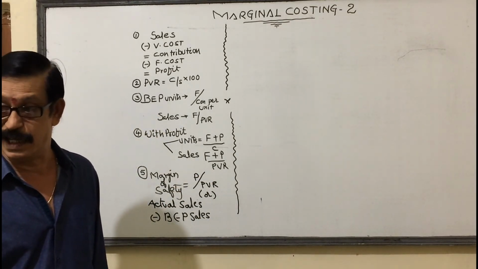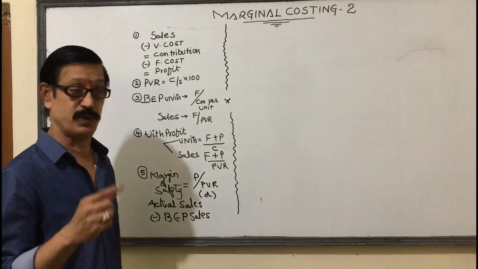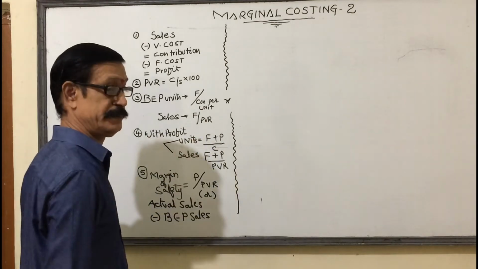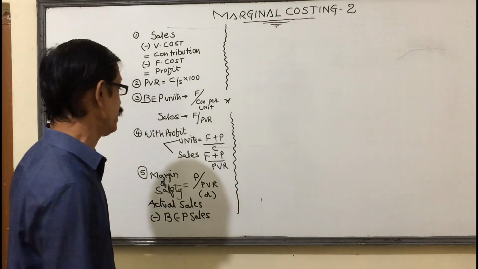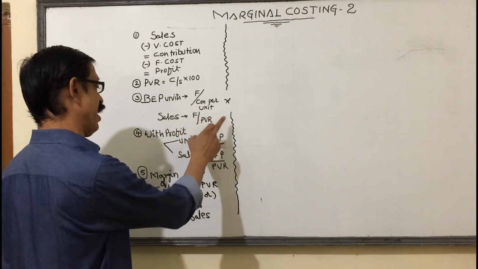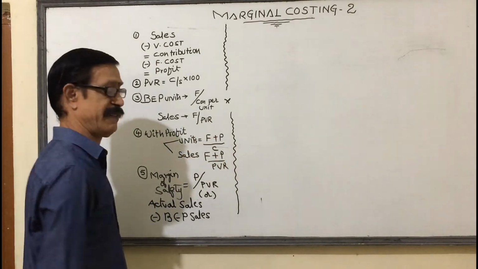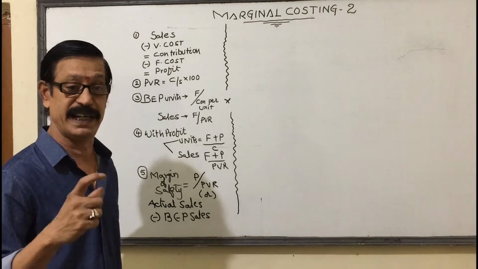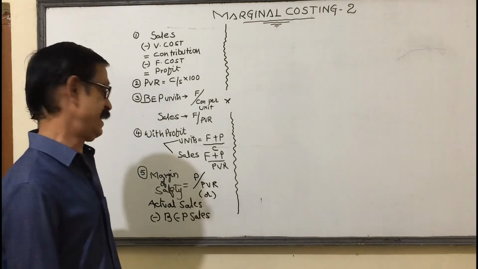Please listen and remember, whenever you want to get units, you have to divide with contribution per unit. Whenever you want to get sales, fixed cost divided by PVR or fixed cost plus profit divided by PVR. If you take PVR as a denominator, you will get the sales.